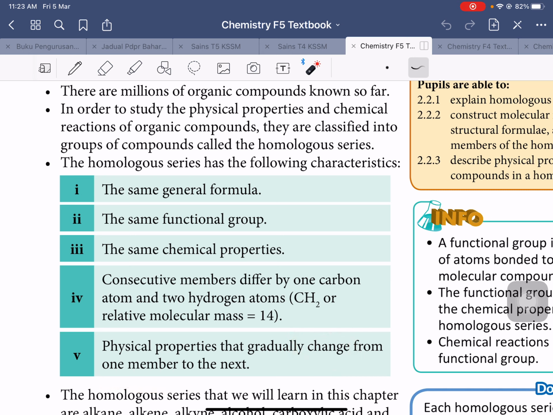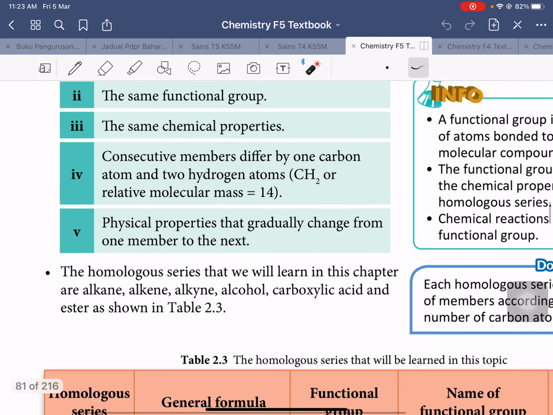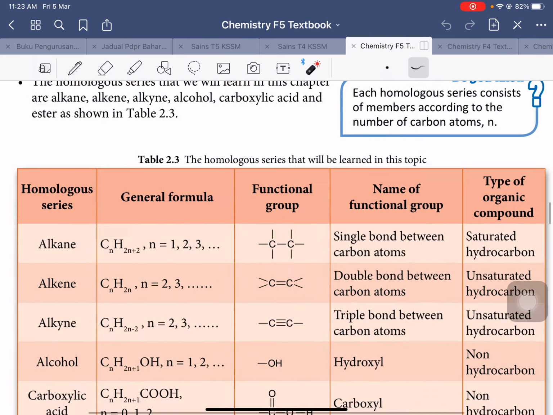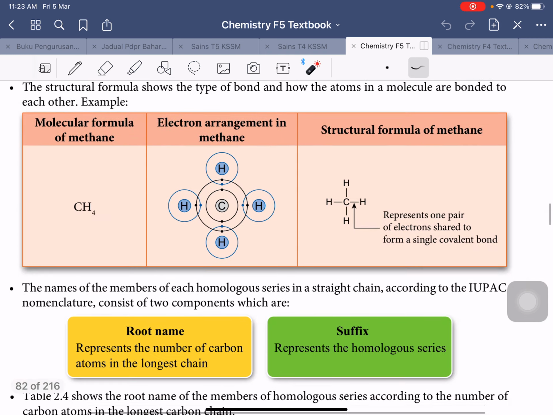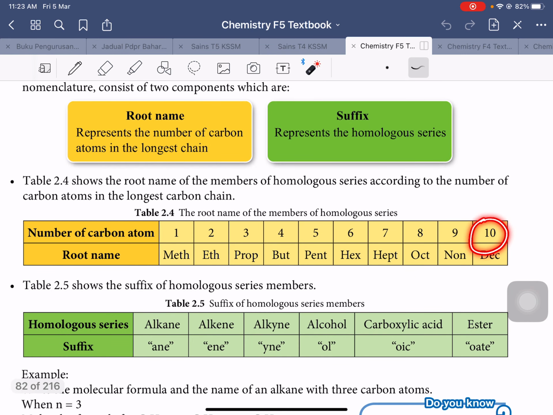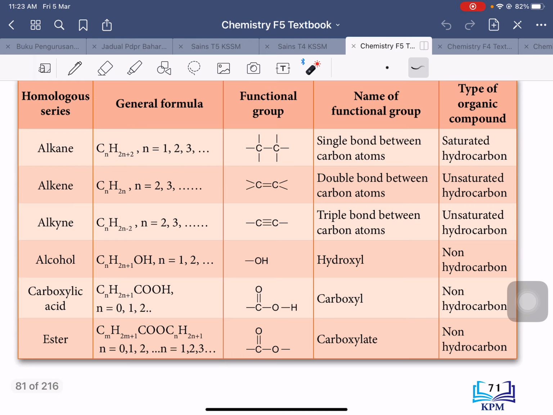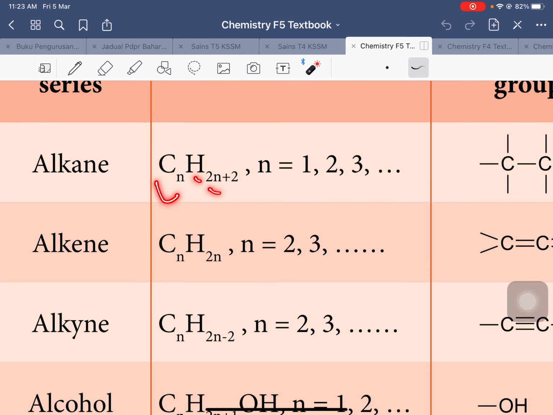So I bet you don't understand what I am talking about right now. So I'm going to teach you the first homologous series. We are going to focus on the first one today, which is alkane. This is what is meant by general formula. Alkane ada sangat banyak member, but for your information, in Form 5 you are going to focus on only 10 members, 1, 2, 3 until 10 members. How to memorize, I will teach you later on. The general formula for the first homologous series is CnH2n+2, where n starts from 1 to 10.